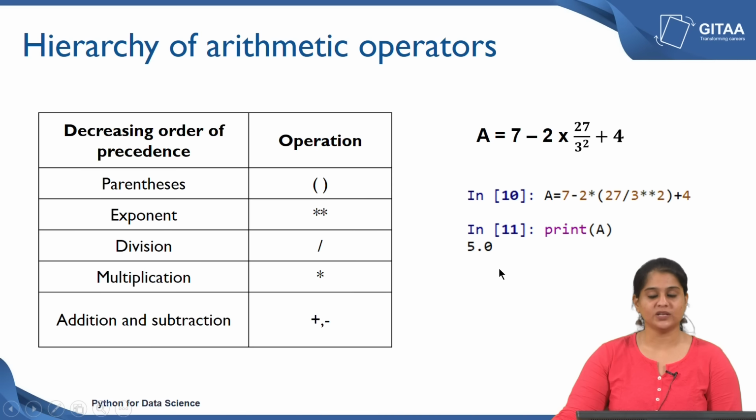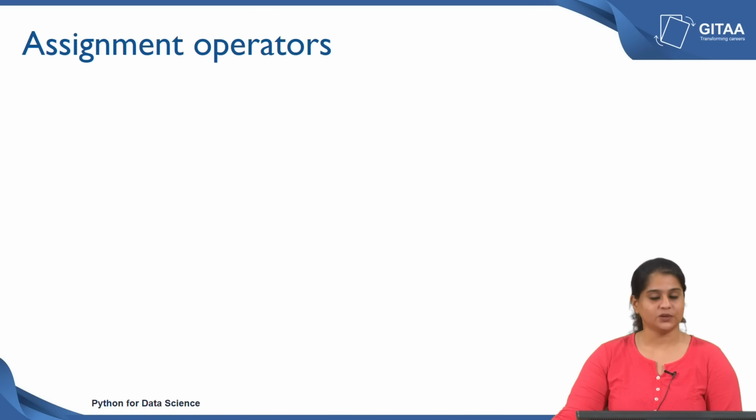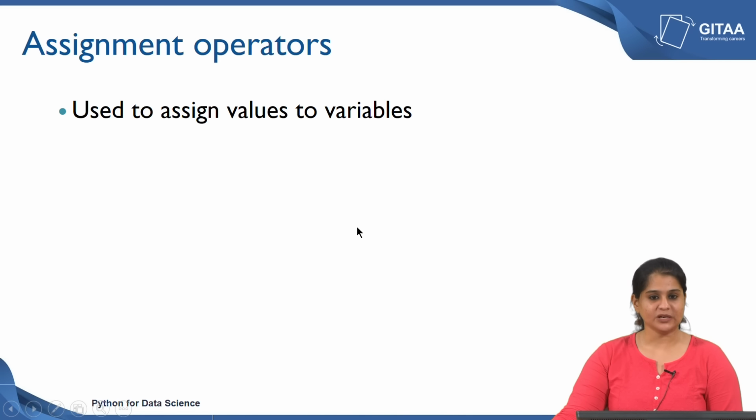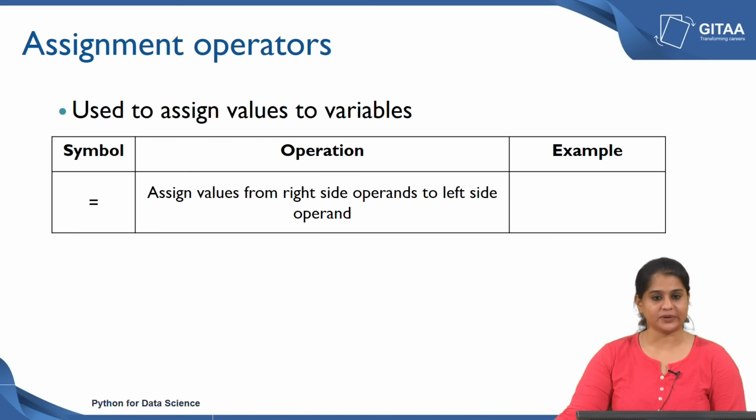So, this is how you will use the operators in an expression. You can also try out this example. Now let us look at assignment operators. An assignment operator is used to assign a value to a variable. The first assignment operator that we are going to look into is the equal to symbol.